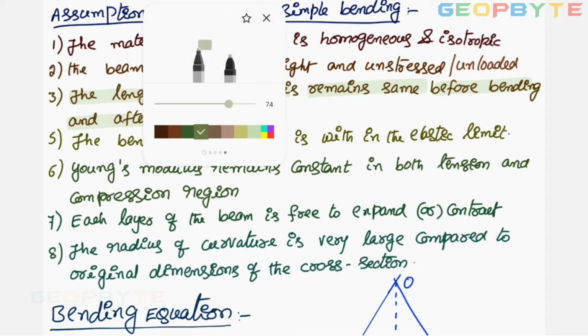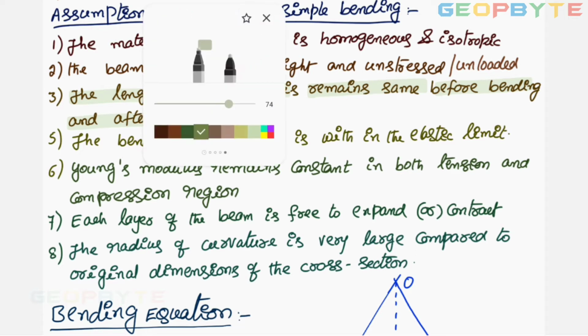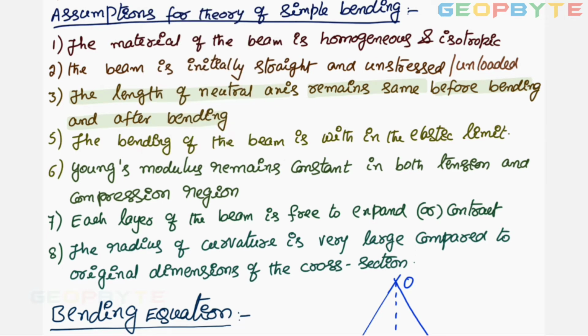Next assumption, the bending of the beam is within the elastic limit. That means the bending must be within the elastic region. Therefore, you can apply Hooke's law, that is stress by strain equals constant. Next, the Young's modulus remains constant in both the tension and compression regions.